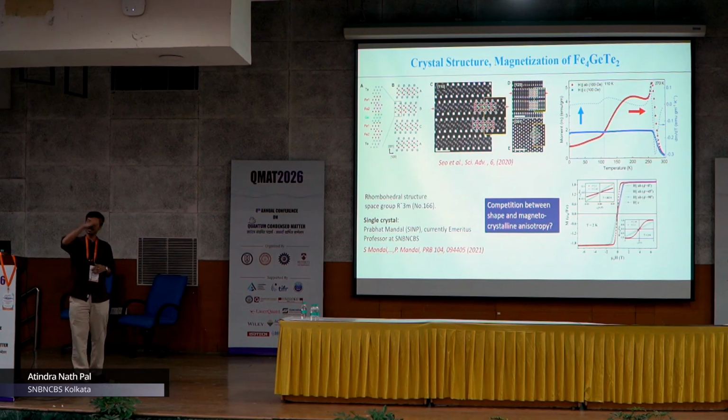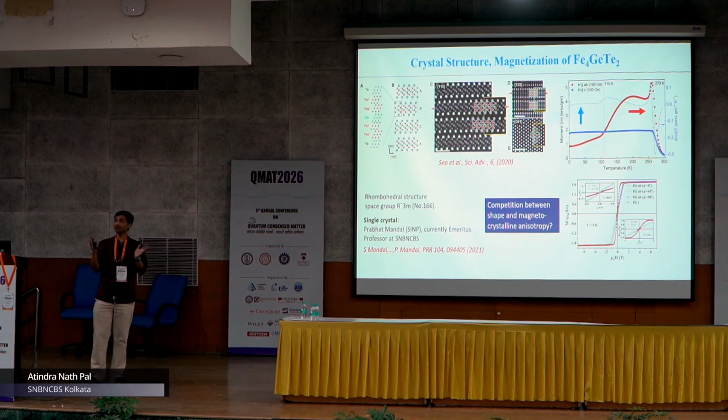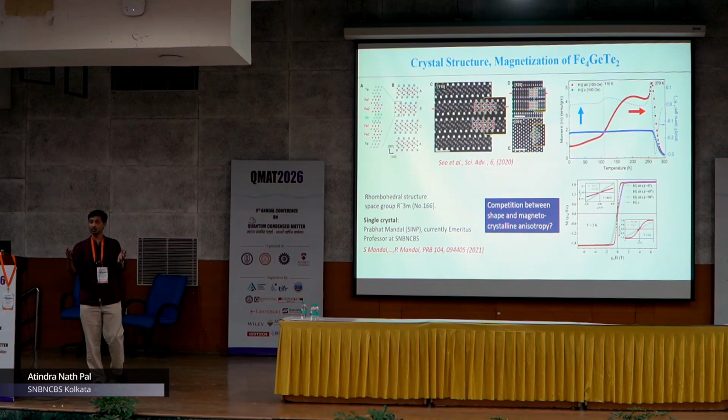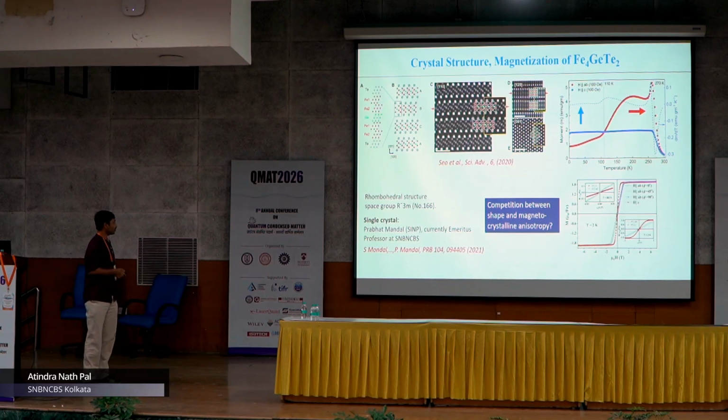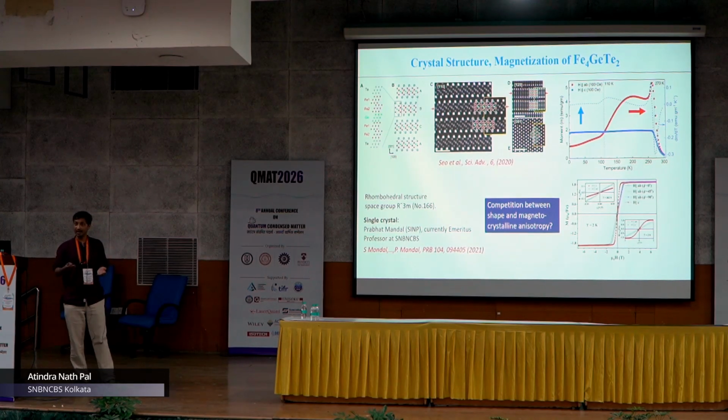And I already discussed that the easy axis depends on the competition between different kinds of anisotropy. One is the shape anisotropy, and the magnetocrystalline anisotropy I also already told. Here shape anisotropy is also very important. So the question is whether it's a competition between shape anisotropy and magnetocrystalline anisotropy.